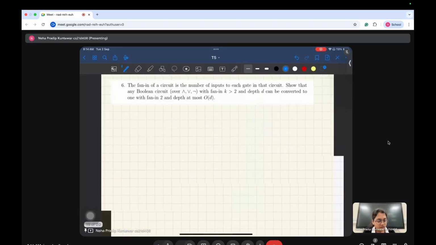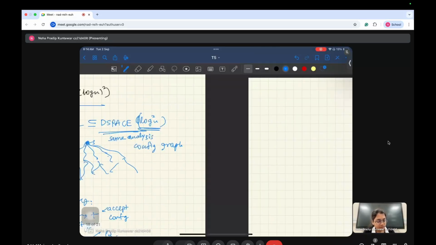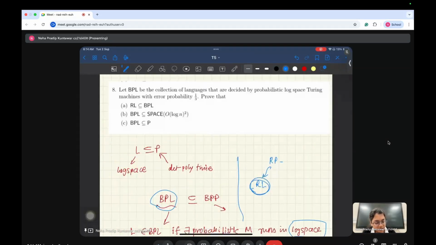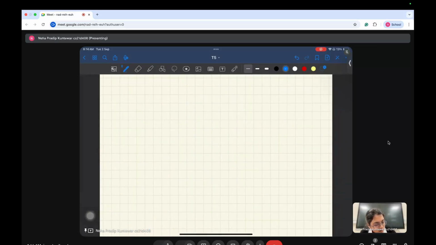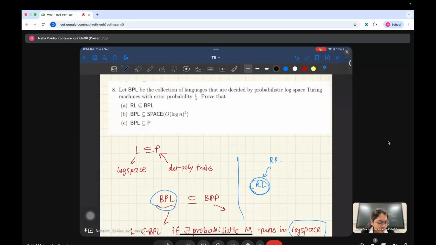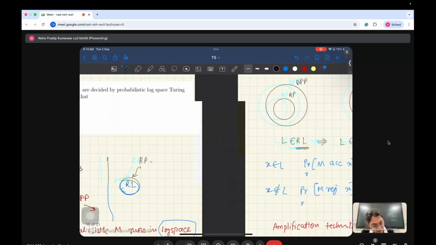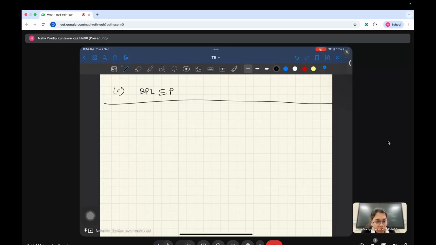Yeah, and the third thing is to show that finally BPL is contained in P. This is part C. So I just want to bring up the obvious approach here.